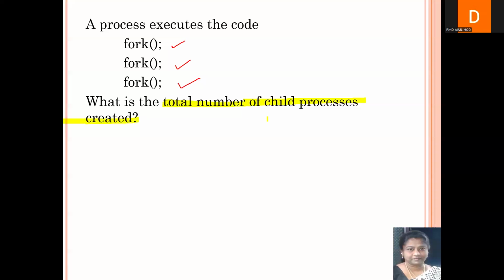So my process is invoking fork system call 3 times, and I have to find out the total number of children produced. Now, I hope all of you know what is meant by fork system call. Fork system call is a system call that will be invoked by a process whenever it wants to create a child process. So the main job of fork is to create a child process. Now, I'll give you a minute. Just go through the code and then try to find out the total number of children that will be created.